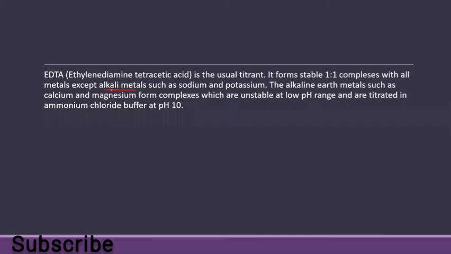The alkaline earth metals such as calcium and magnesium form complexes which are unstable at low pH range and are titrated in ammonium chloride buffer at pH 10. So if you have an alkaline earth metal, then you have to use ammonium chloride buffer with a pH of 10.